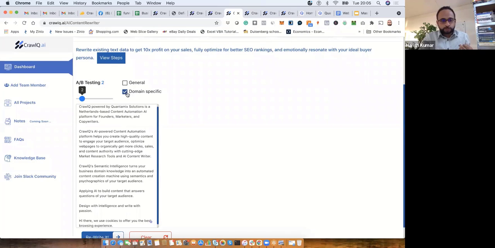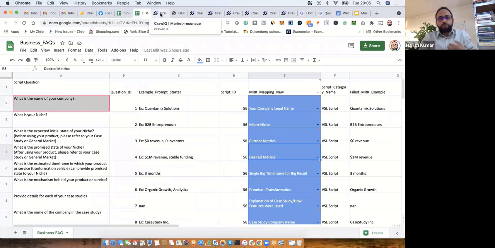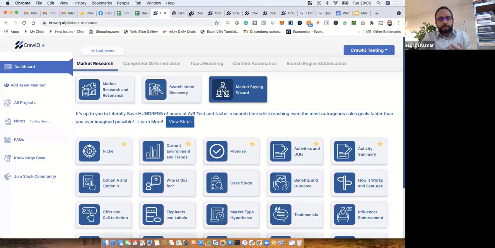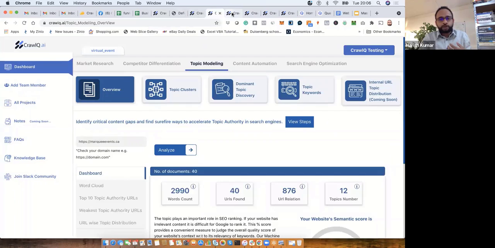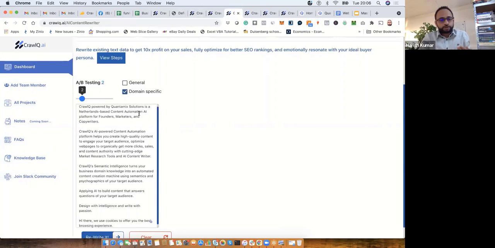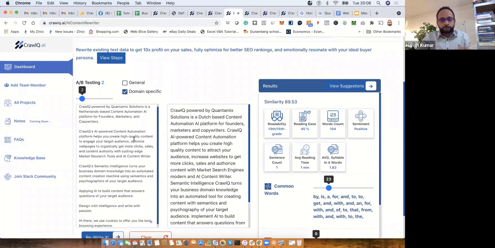When I switch on these domain-specific terms, I am switching on the mappings that I just showed in this spreadsheet. That means I'm taking care of my branded terms and my niche research while I'm trying to rewrite some text. So it takes into account your branded terms, and it has rewritten this to be 89.53% semantically similar to the original text. I can slide it here and rewrite again, and I will get another respin of the text. But all the time, I'm not going to deviate from my original branded terms.